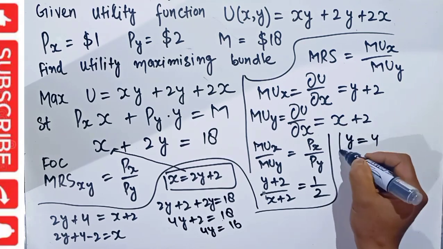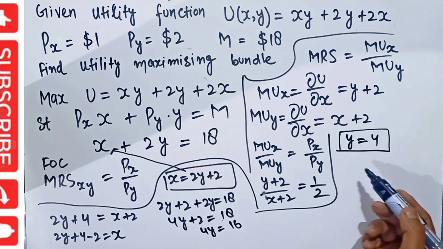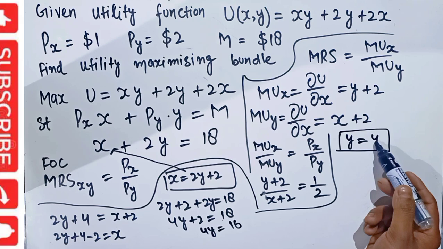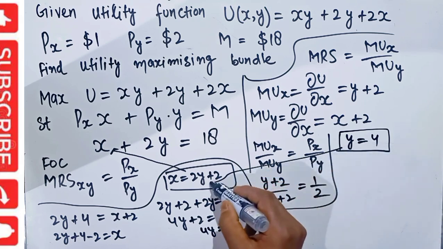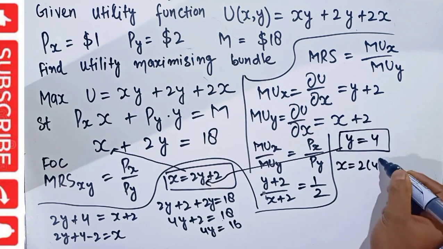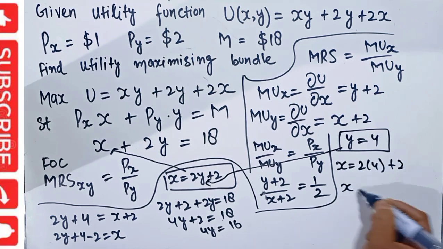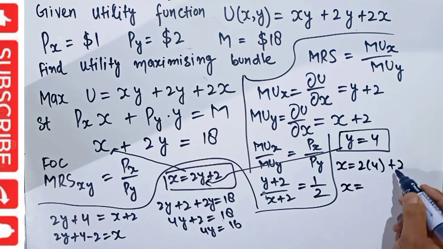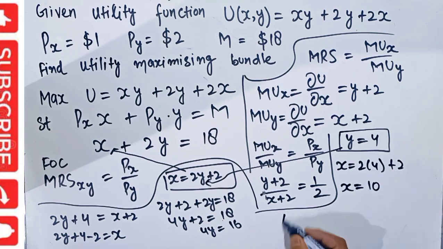And similarly, to find out the optimal quantity of good x, simply plug y is equal to 4 into this equation here. So we will get x is equal to 2 into 4 plus 2, that gives us the optimal units of good x is equal to 8 plus 2, which is 10. So the utility maximizing bundle for this consumer is 10 comma 4. That means the consumer will consume 10 units of good x and 4 units of good y.